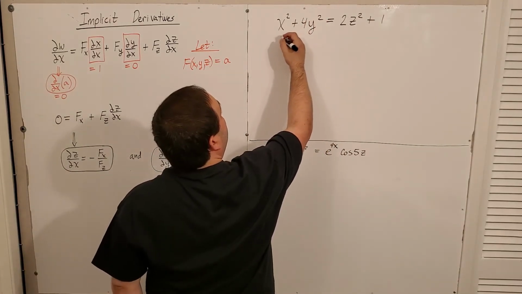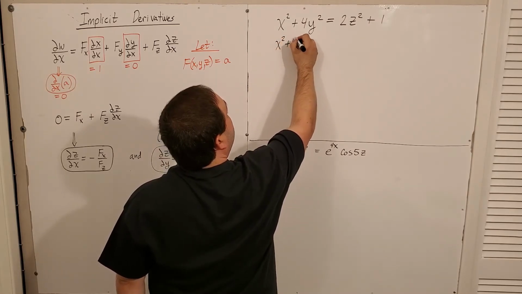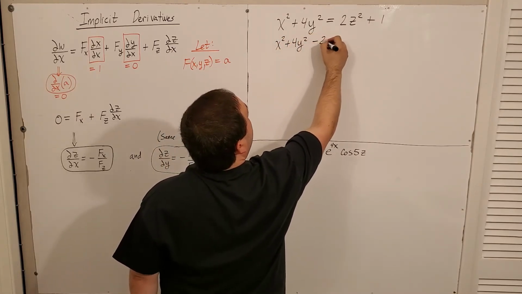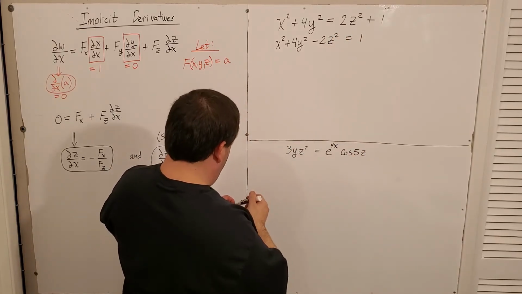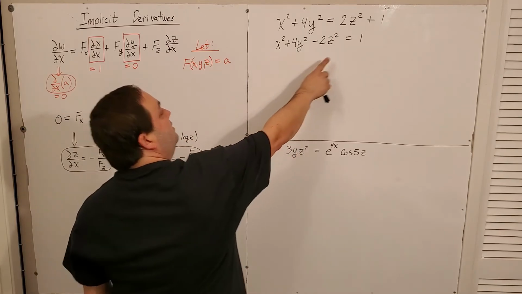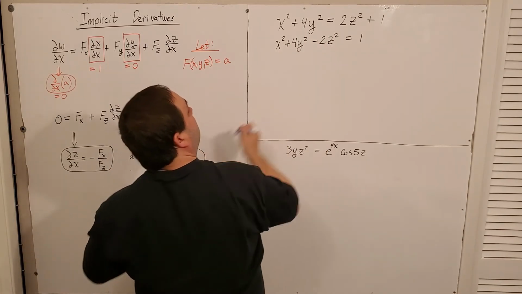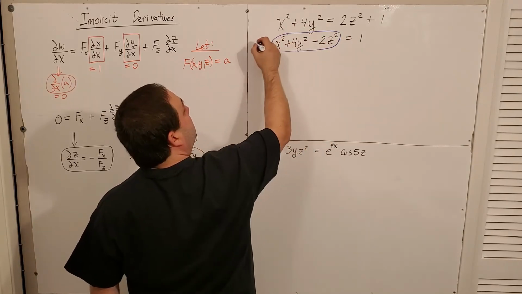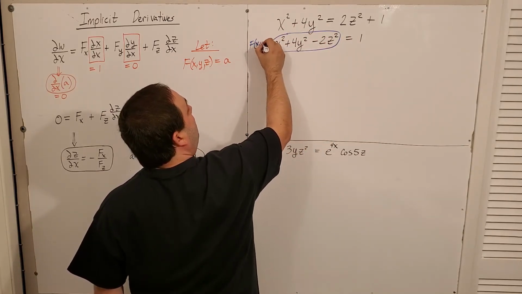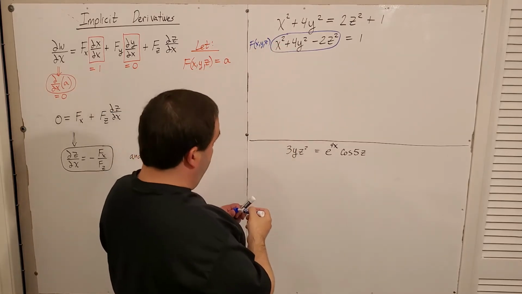Okay, so here I go. I have x squared plus 4y squared minus 2z squared is equal to 1. Okay, so right here, this expression right here, this is my capital F. That's F of x, y, and z, right there.